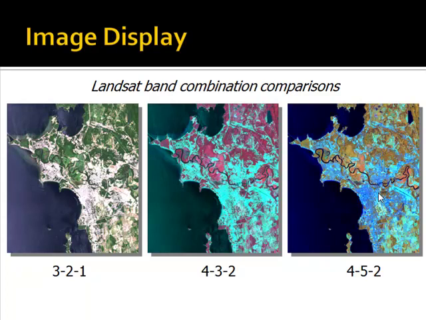In the center, we have band 4 assigned to the red color gun. That's near infrared light once again. So this is a color infrared composite. And over on the right, we have a pseudo-color composite. Some features appear quite distinct in these images.